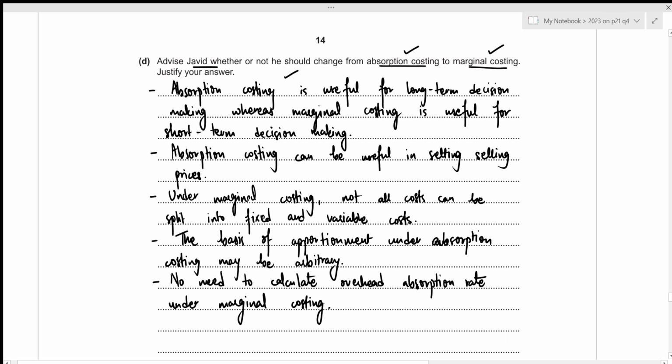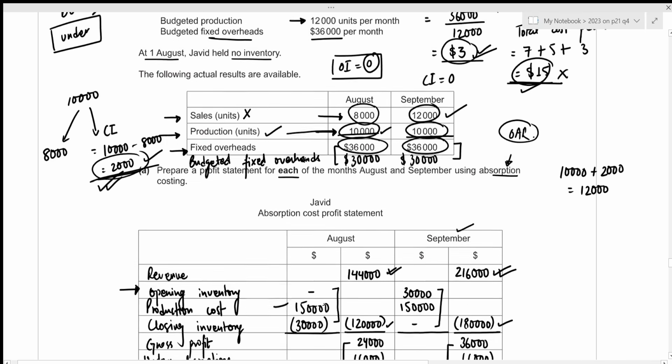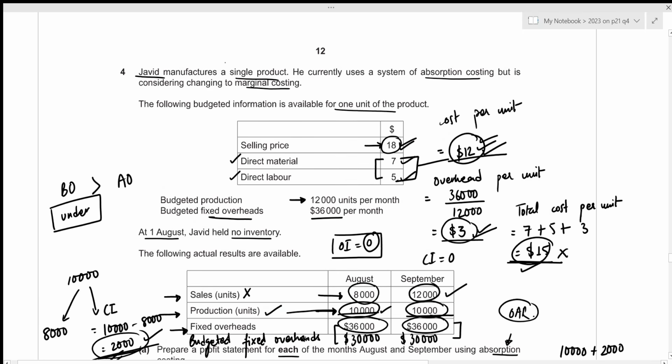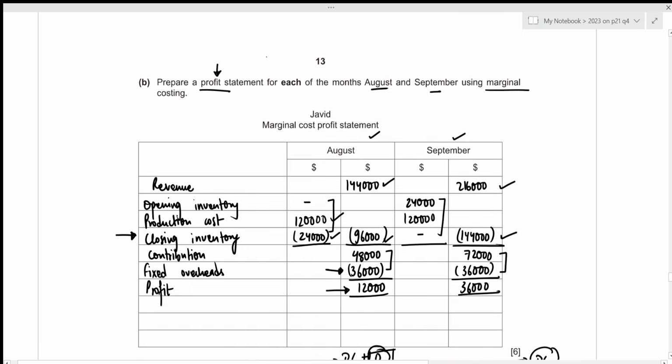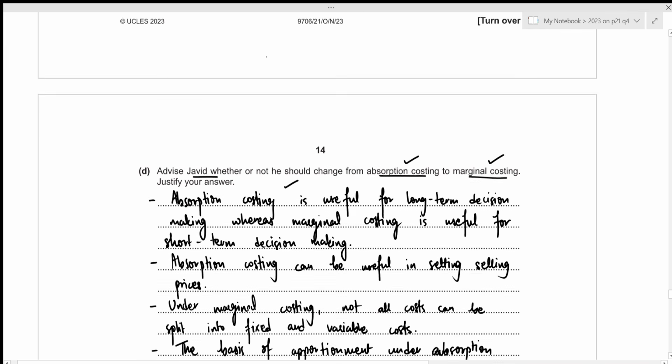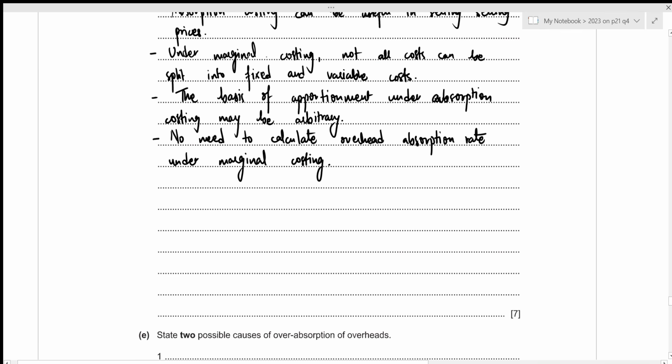Okay, now we need to make a decision. And remember that marginal costing is more suitable for businesses that make a single product. And in this case, at the beginning of the question, we were told that Javed manufactures a single product. So due to this factor, I'm going to advise Javed that he should change from absorption costing to marginal costing as it is more suitable for businesses that are producing a single product.